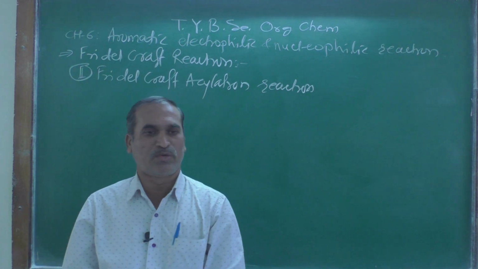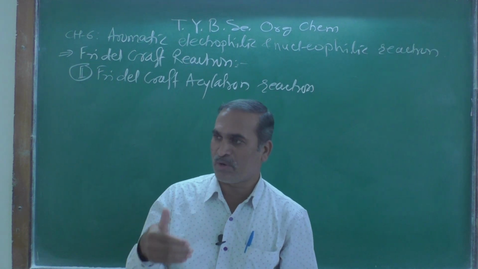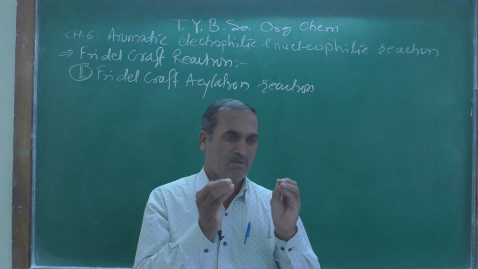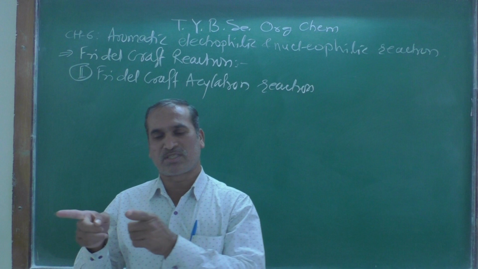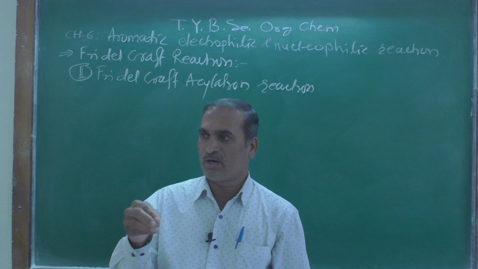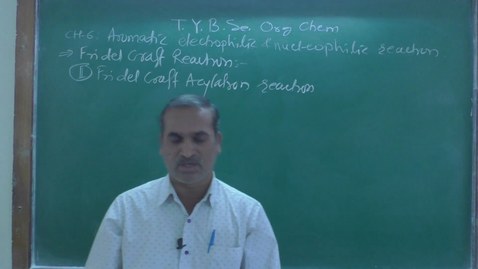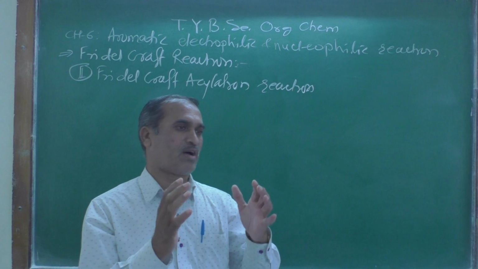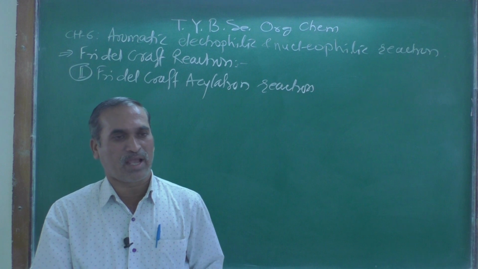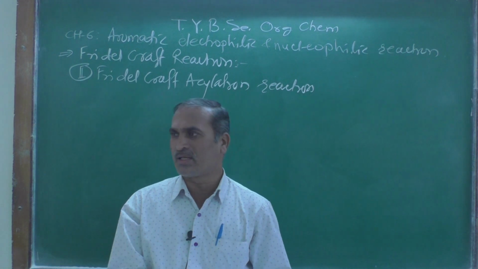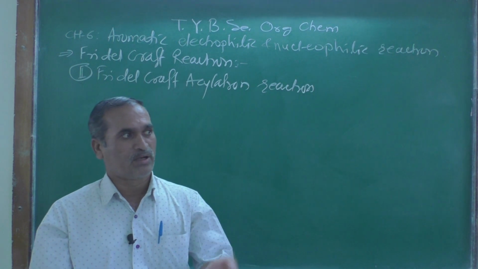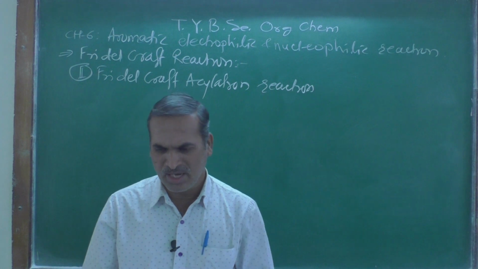The first step is the generation of the electrophile. The second is the formation of the arenium ion or the sigma complex, and the third is the formation of the product, that is aromatization. We have also seen its limitations, namely polymerization and polyalkylation. These are the major, serious drawbacks of the Friedel-Crafts alkylation reaction.